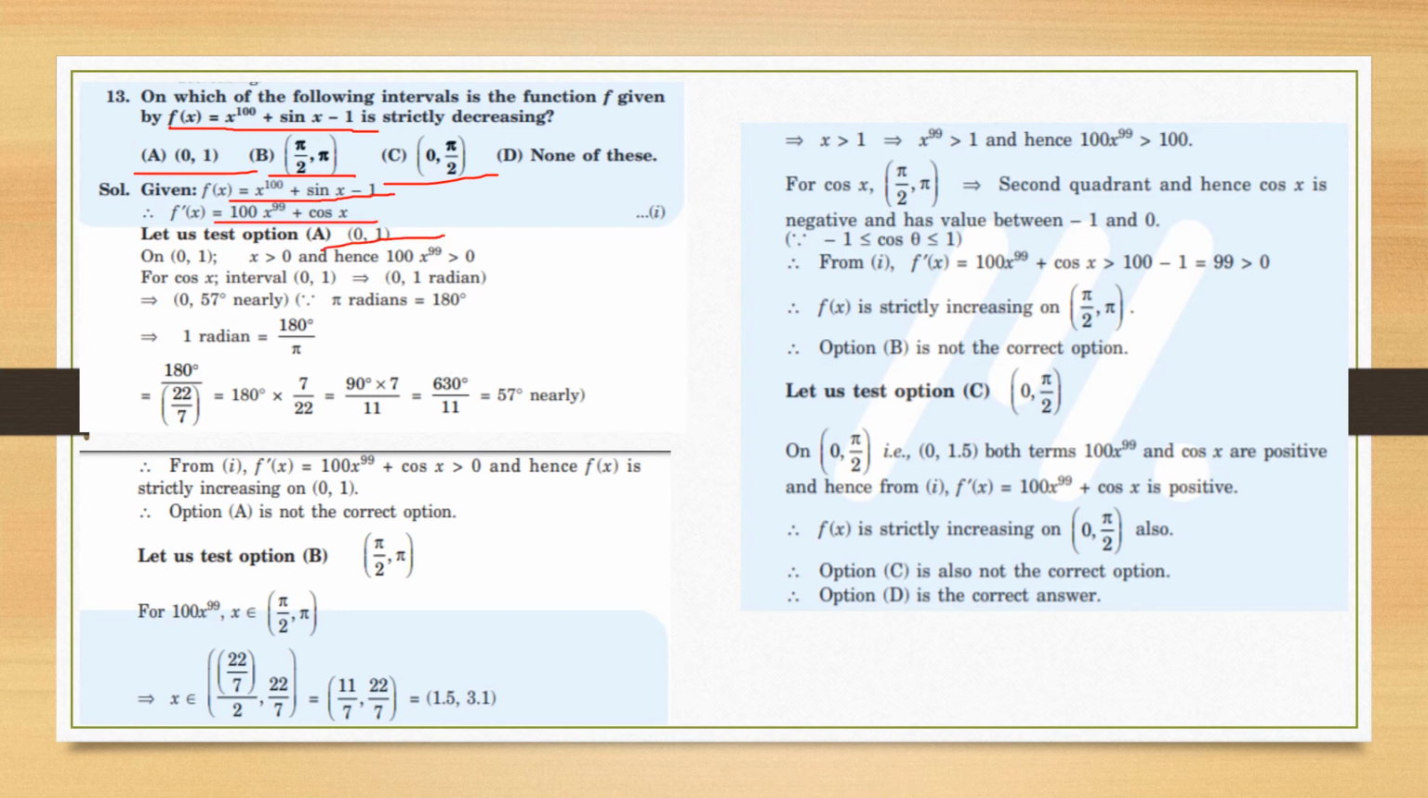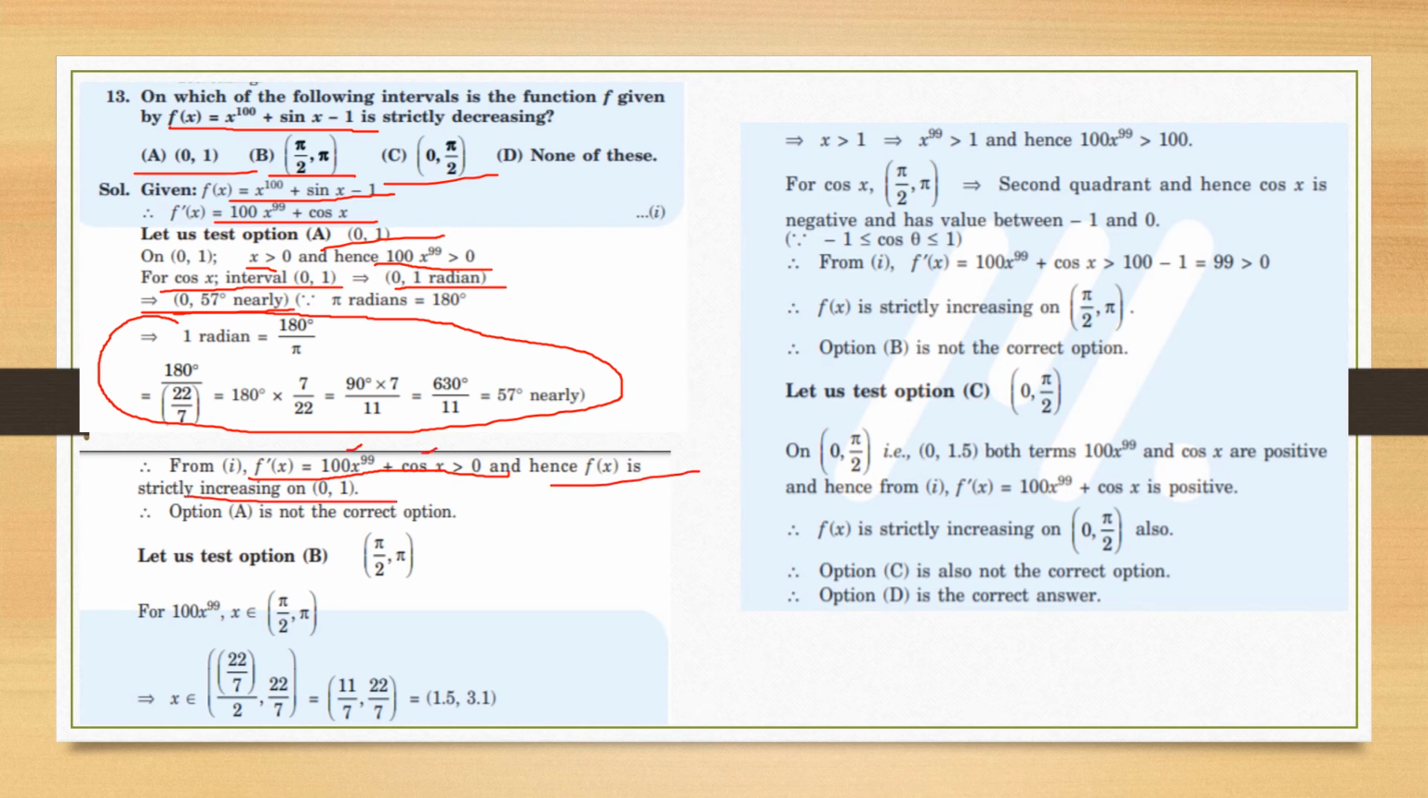Let us test option number 0, 1. In 0, 1 my x is positive, that means 100x^99 is positive. And cos x in the interval 0, 1, which is the radian measure here, turns out to be 0 to 57 degrees nearly. You can calculate it, but there is no need to do it in the examination, it's just for understanding. So this term is positive, this term is positive, so the derivative is positive and it is strictly increasing on 0, 1. So option A is not the correct option.